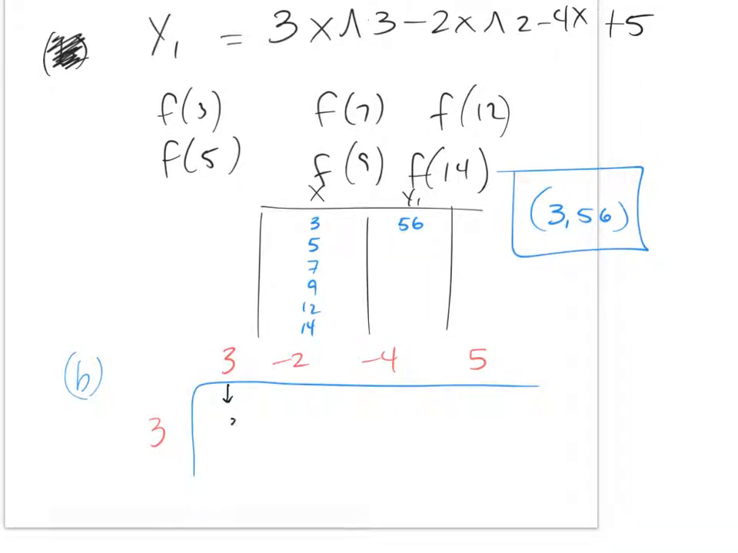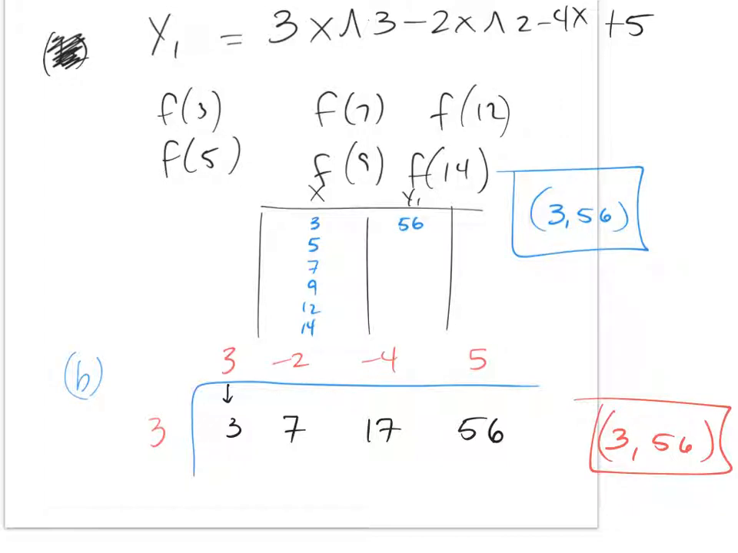We bring down the 3 to start. 3 times 3 gives me 9 plus -2, which is 7. 3 times 7 gives me 21 minus 4, which is 17. 3 times 17 is 51, plus 5 is 56. Look at that. Convenient? Coincidence? I think not. It's definitely not a coincidence. That's right. Very good. I was waiting for somebody to say that. So, this coordinate is occurring when we do this with synthetic division also, which is mind-blowing.